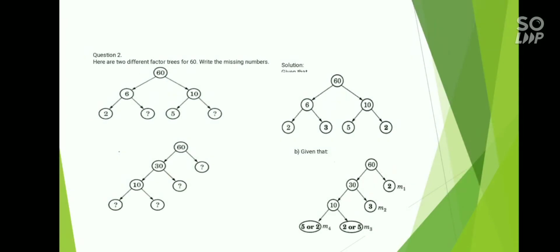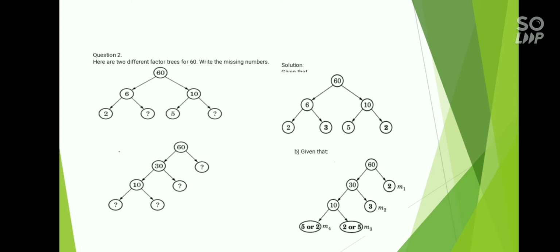Let us see question number 2. Here are two different factor trees for 60. Write the missing number. Factor tree method we have already seen in standard 5. The factorization of 60, they have given 6 into 10. Again, 6 has been split. 2 into what will come?